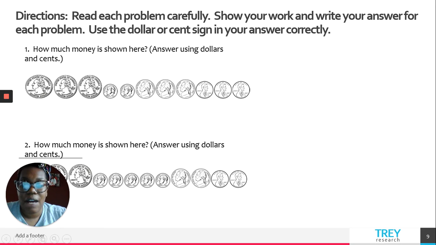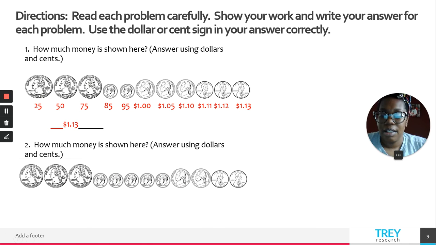So after 75, we're getting into tens. So this is going to show you 75 plus 10 is 85 plus another 10, 95. We're going up, we're counting by fives because we have nickels. $1. You see how I changed from cents to $1. $1.05, $1.10, $1.11, $1.12, $1.13. So your answer is $1.13.